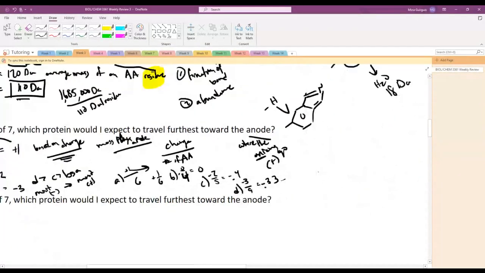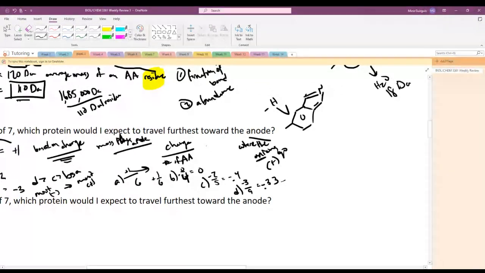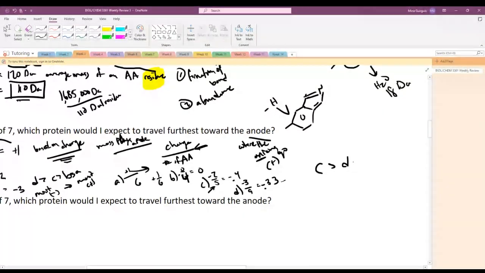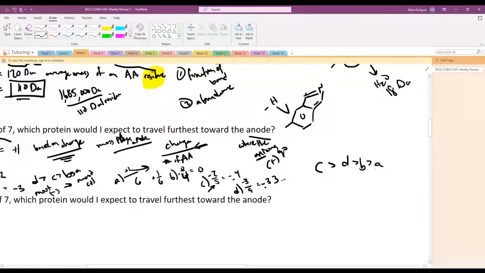Okay, so now, and this is a really important distinction I want to draw, when we're looking at charge over mass, which is what native PAGE measures, C becomes the fastest because C is the most negative for the least mass. It has the highest negative charge to mass ratio. So C is going to be the one traveling closest to the anode. D is going to be next. And then because A is traveling toward the cathode, B would be next, and then finally A.